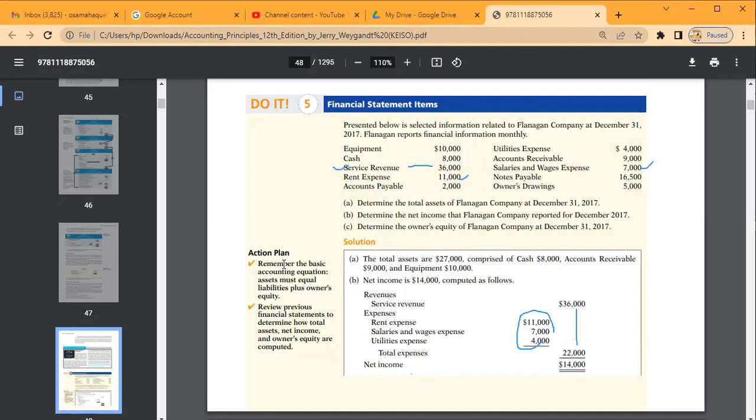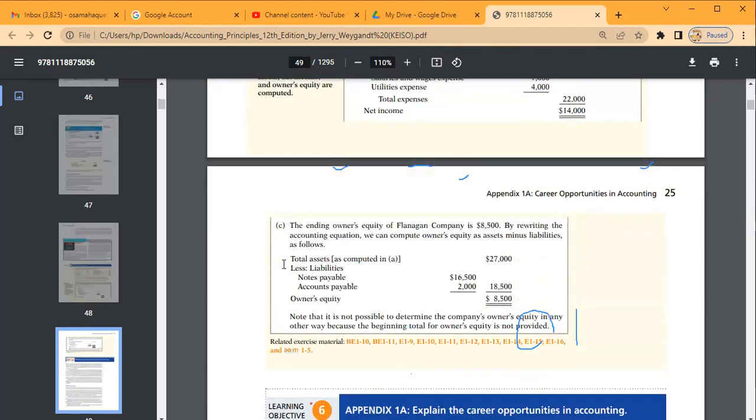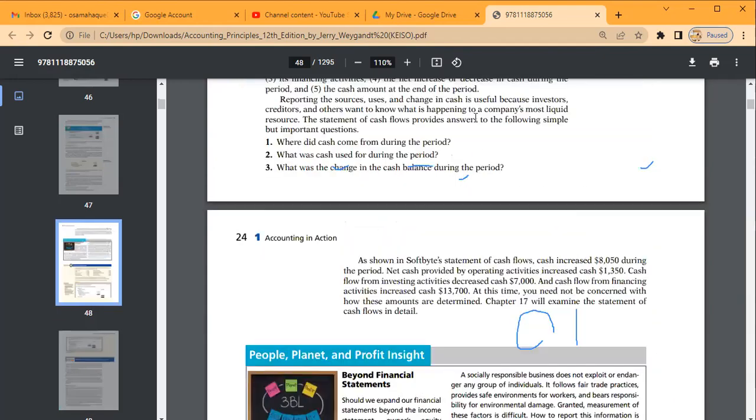Now we know what are assets, what is capital. We know how we prepare the income statement. We know the nature of assets, liabilities, equity, capital. Now we are familiar with this. Let's move on. I'll clear the screen.